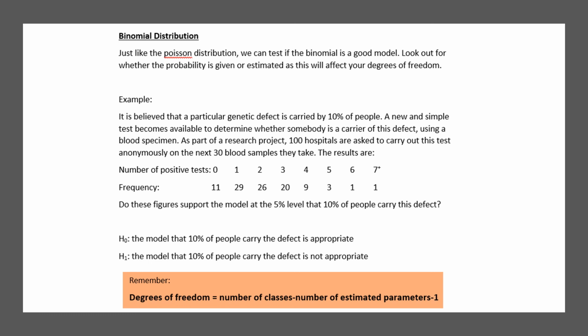For this first one I'm going to be doing 30 choose 0 times 0.1 to the 0 times 0.9 to the 30. I'll get my probability, I'll then times it by 100, and that will tell me how many of the hospitals I expected to observe no positive tests. Okay, so these figures are a little confusing at times because you're dealing with 100 hospitals, 30 blood samples, but 100 is the number we're going to multiply by to get our expected value. 30 is the binomial parameter, the n.